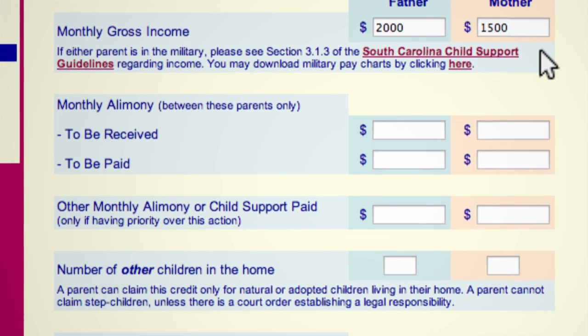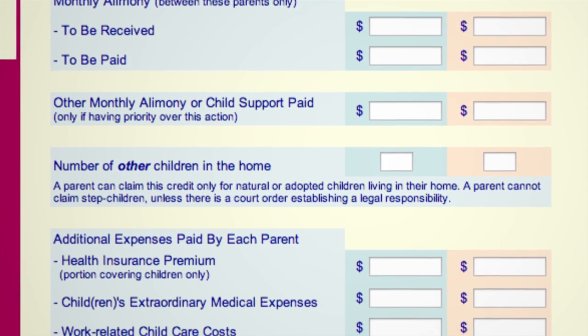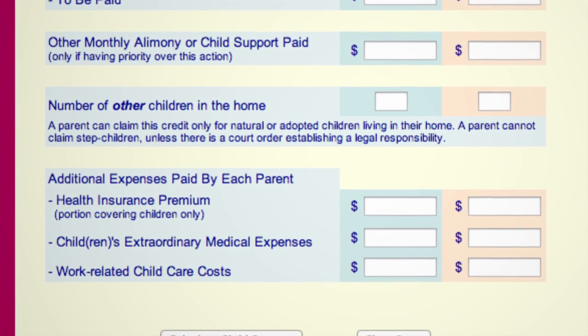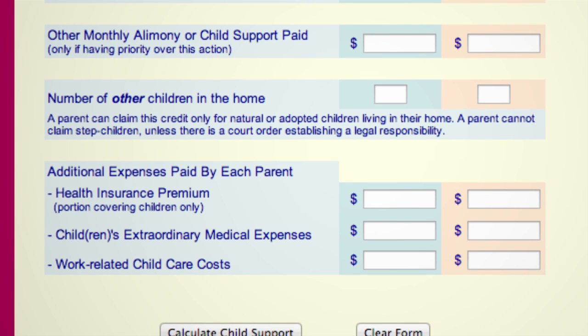The next section is alimony. You only use this section for the parents in this case. If this applies, the person paying alimony fills in the block to be paid. The same amount goes in the block to be received for the other parent. This is not common, so we're not going to include this in our example. The next block is for other alimony or child support paid. If you or the other parent pay child support or alimony for another family, include this amount here.